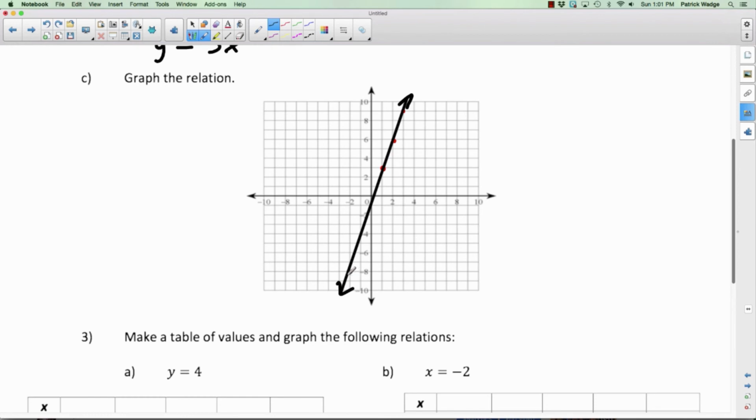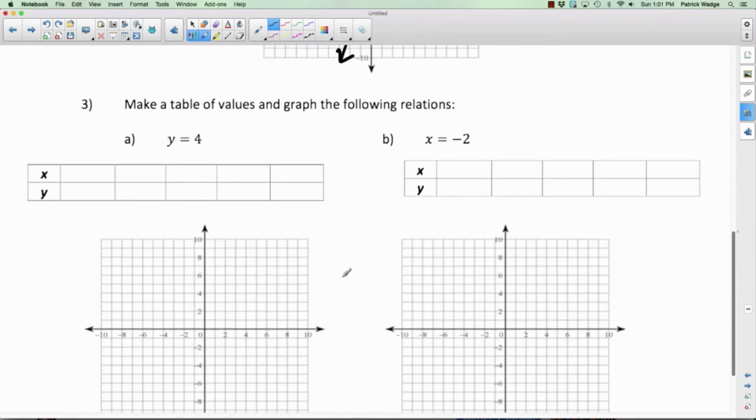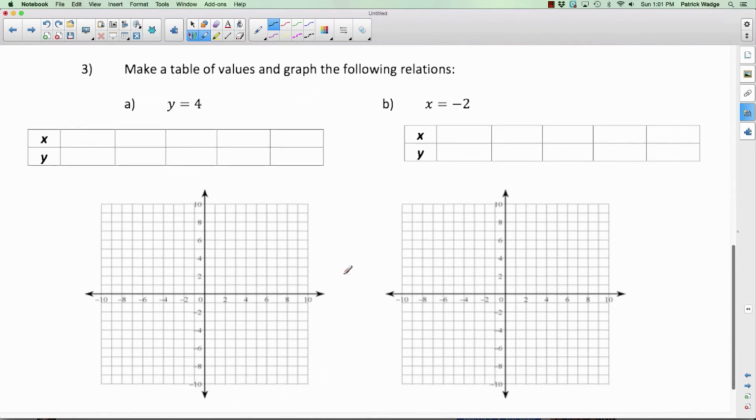I'm a good student. Okay, make a table of values and graph the following relations. Now, these two are weird because it only says y equals 4. What do I do with the x? Well, it actually doesn't matter what you do with the x because y is equal to 4. In other words, y is always 4. So what can I put into the x? Anything you want. How about 0? How about 1? How about 2? How about -1? How about -2? Look what we got. We got our ordered pairs.